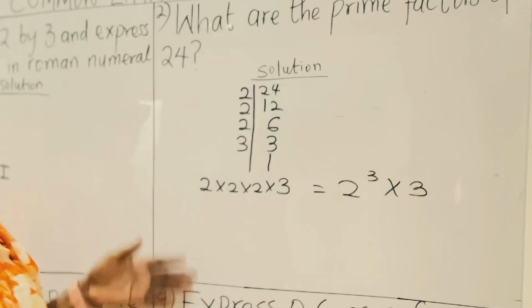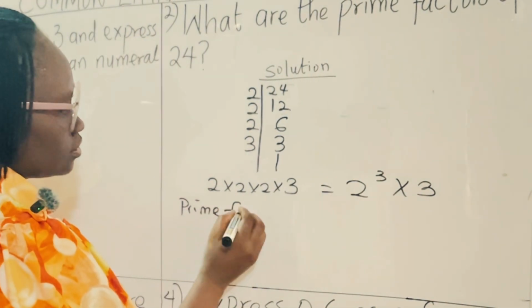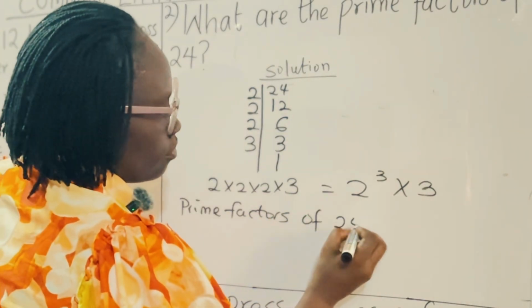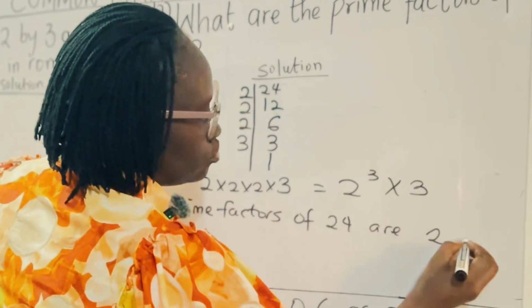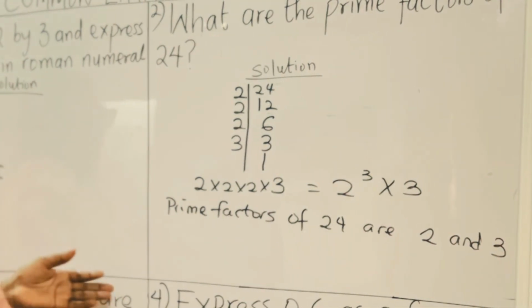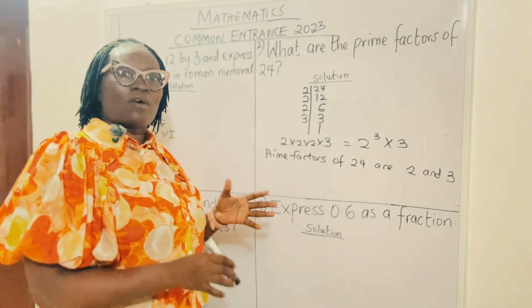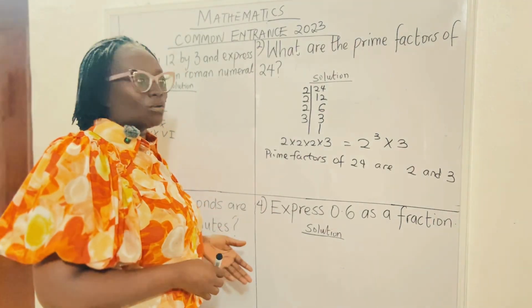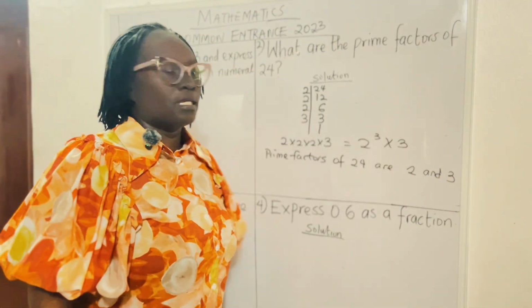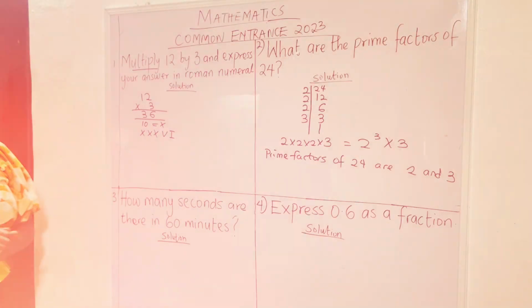So the prime factors of 24 are 2 and 3. Do we understand? Okay, so prime factors are different from factors. Prime factors are numbers that can only be divisible by itself and 1. Okay, the next question now.